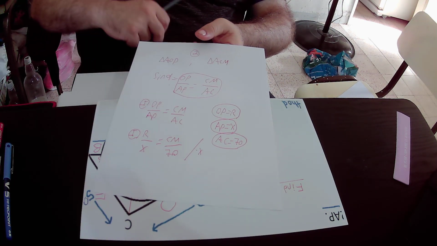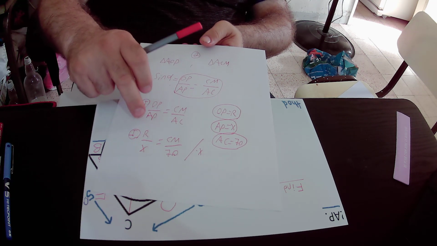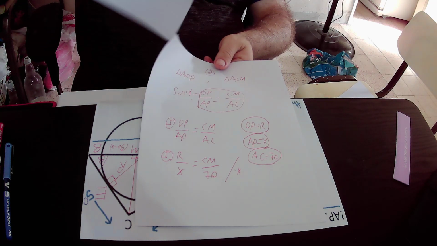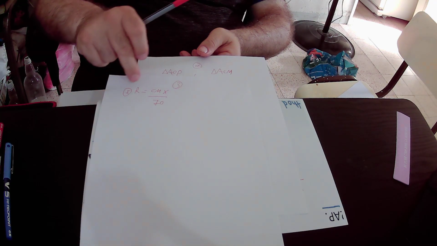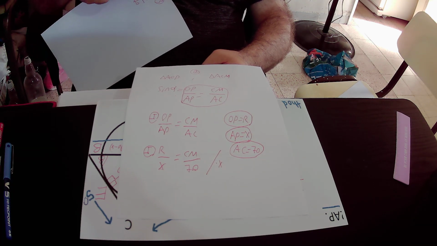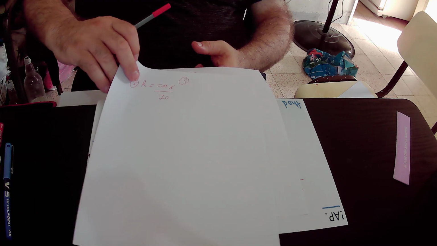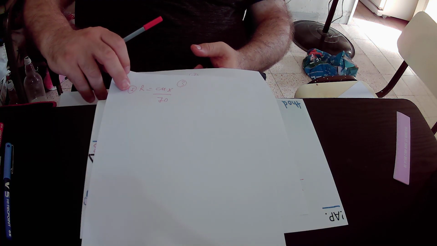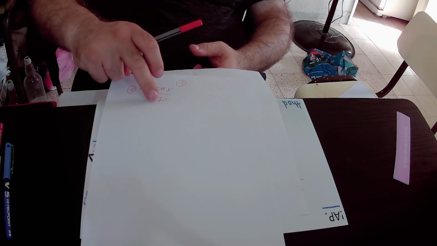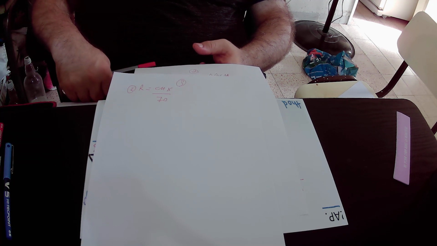Here, r divided by x times x equals r, and CM over 70 times x equals CM times x over 70. Okay.